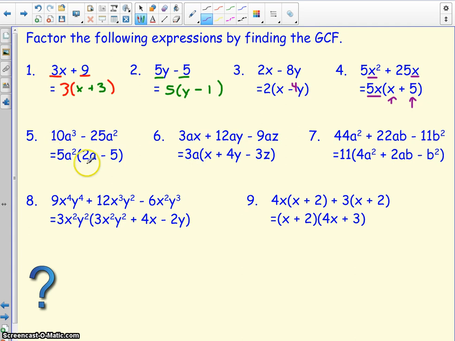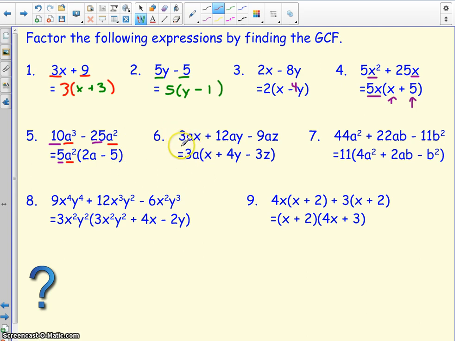Okay, so keep going here. Here you take out 5a squared as a common factor. So if you're having trouble finding these common factors, I would deal with the coefficients first and then with the variables. So between 10 and 25, you have a common factor of 5. And between a cubed and a squared, well, remember a cubed has 3 a's, a squared has 2 a's, so you can take out 2 a's as a common factor. So you get 5a squared with 2a minus 5 left over.